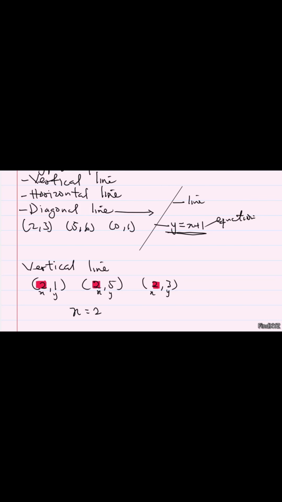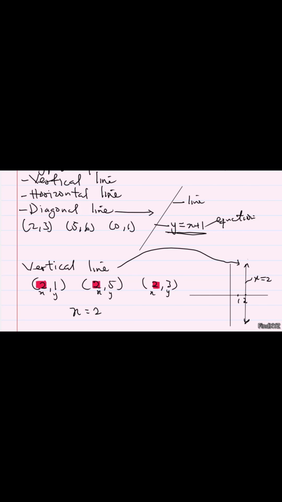So let me sketch my coordinate plane here. So this is my y-axis. This is my x-axis. Now if I locate 2 on the x, so let's say this is 1, this is 2. Because all of them are having 2, I can draw a vertical line that passes through x is equal to 2. So this is x is equal to 2. What type of line are we seeing? We are seeing a vertical line.